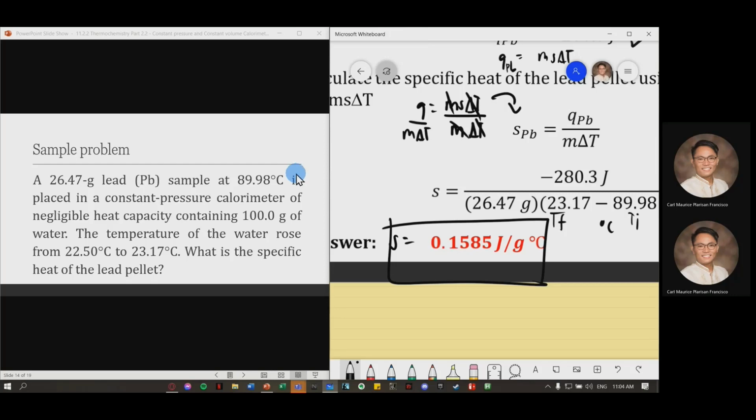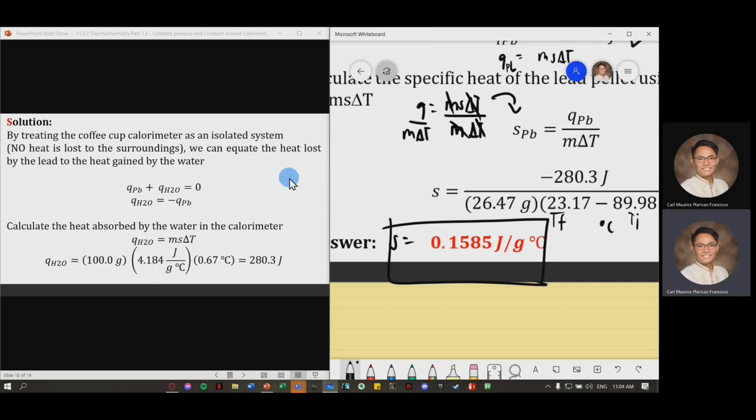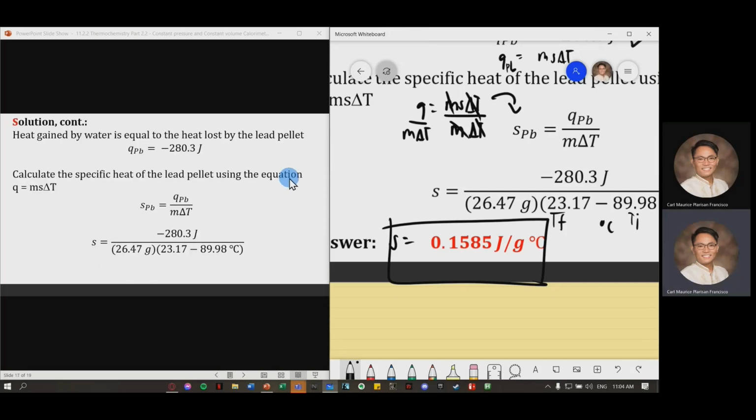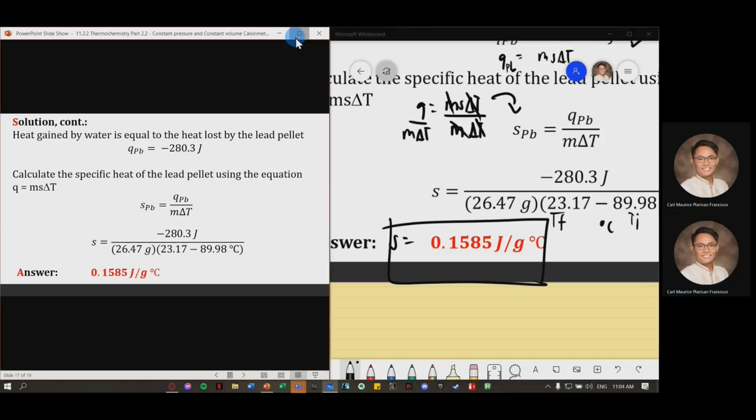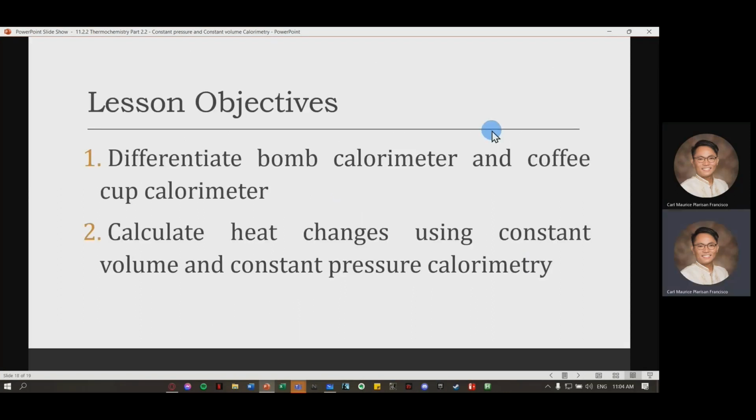Okay. So I hope that was clear in terms of our example for constant pressure calorimeter. All right, so these are the lesson objectives for this particular lecture. I hope this was achieved. Number one, differentiating bomb calorimeter and coffee cup calorimeter. Remember, constant volume calorimeter is used for combustion reaction, whereas coffee cup calorimeter or constant pressure calorimeter is used for non-combustion.